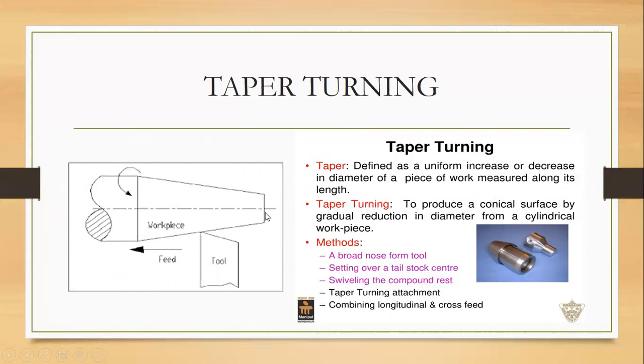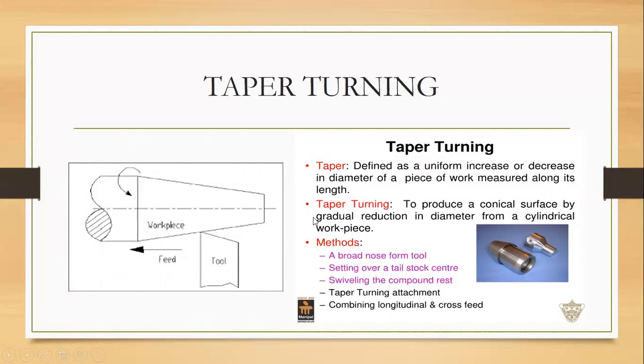This surface is called the conical surface, made by gradual reduction in diameter. So the diameter is gradually either increased or decreased. Here we reduce the diameter. This is an outer diameter, this is an inner diameter. So the diameter should be reduced to produce a conical surface.